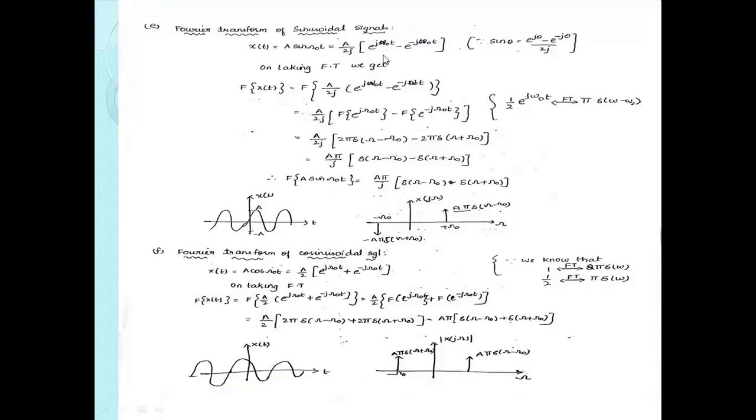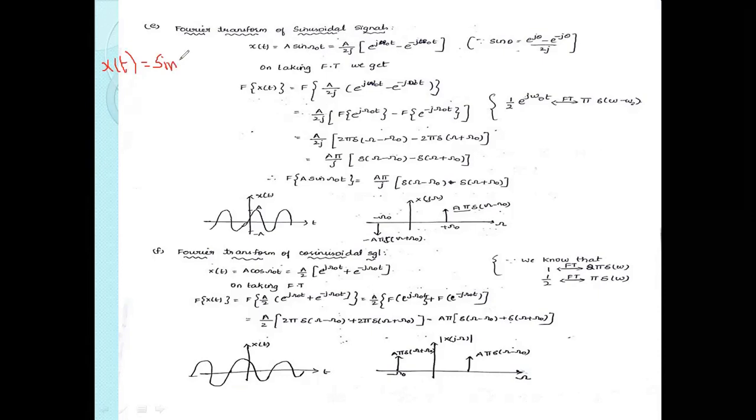So the Fourier transformation of a sinusoidal signal, sine omega t. For our convenience, I'm not taking the A into sine omega t. So directly I'm taking x of t is equal to sine omega naught t. Okay.